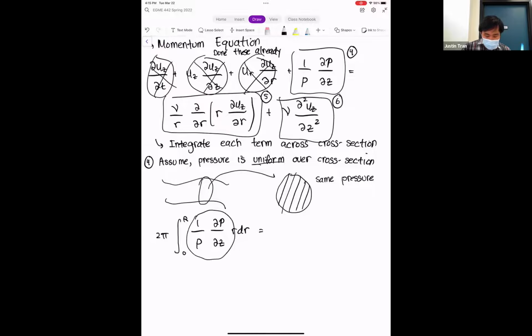Or excuse me, not that by itself, but we also have a 2 pi nu. I forgot about that. All right, so the actual result of integral 5 is 2 pi nu R times partial uz partial r, evaluated at r is equal to R. So this is the result of integral 5. Thank you. Thank you for catching that.